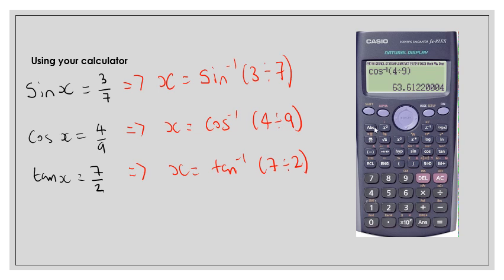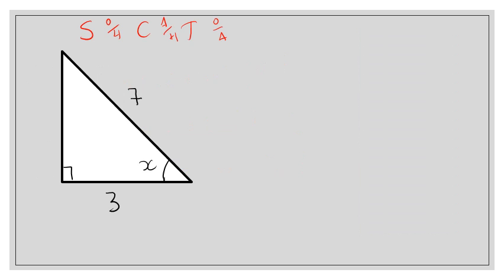Okay, final one, we've got tan -1, 7 divided by 2. Type that into our calculator, press equals, we get 74.05. So just make sure we've got those. If you haven't got those answers, message me on Show My Homework now and I'll try and help you fix it with your calculator.